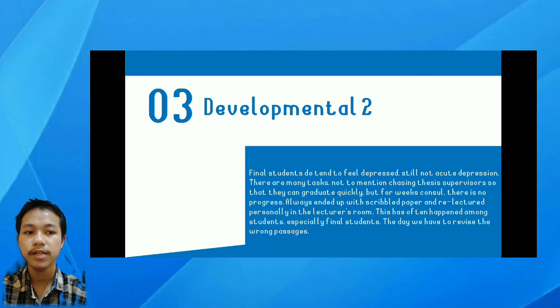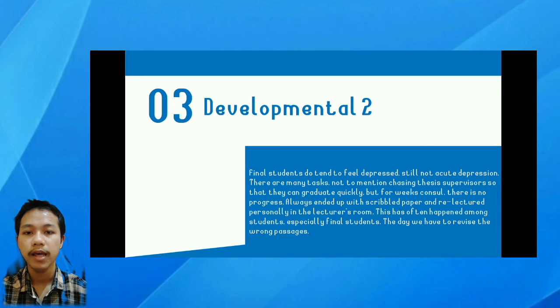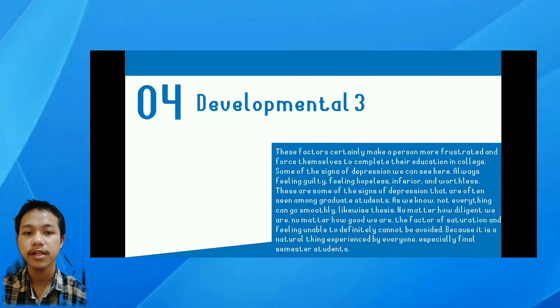This has often happened among students, especially final students, who have to revise the wrong passage. And for Developmental 3, this factor certainly makes a person more frustrated and forces themselves to complete their education in college.